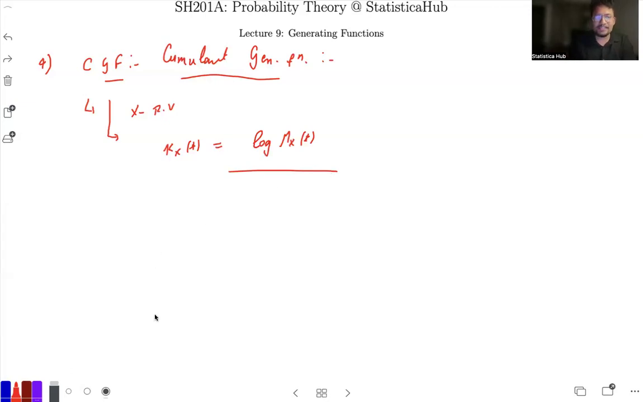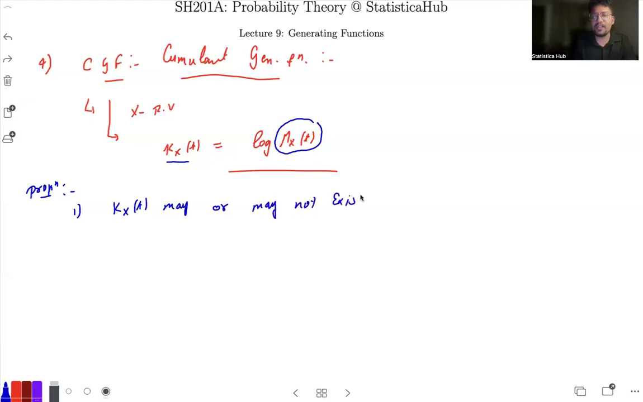If you go for the properties, we know the MGF may or may not exist. That means K x t may or may not exist. So the first property is that K x t may or may not exist. Moving ahead, the second property: it also holds the property of uniqueness. That means if you are given two different CGFs, then they belong to two different distributions. If they are the same, then they come from the same distribution.